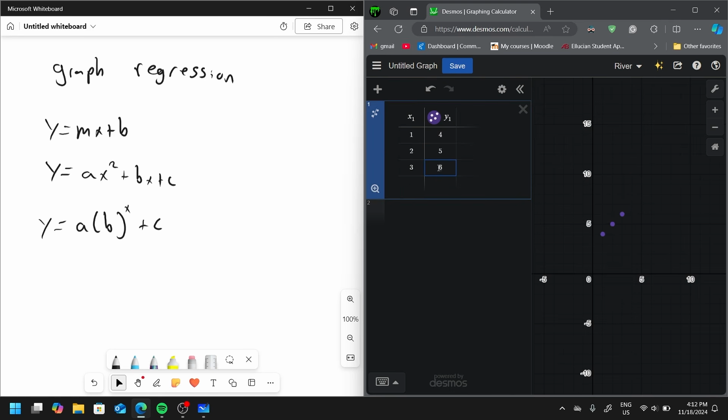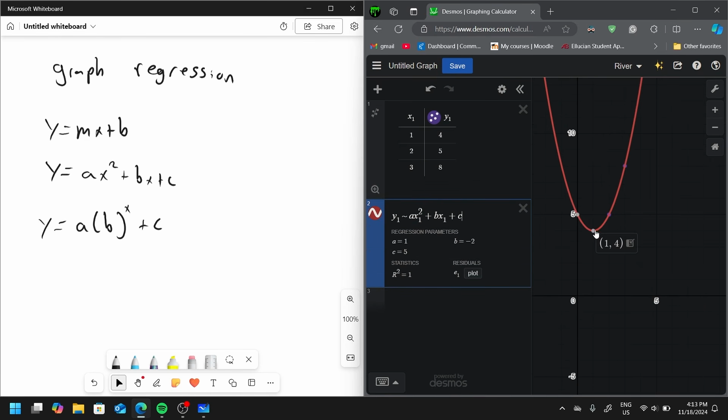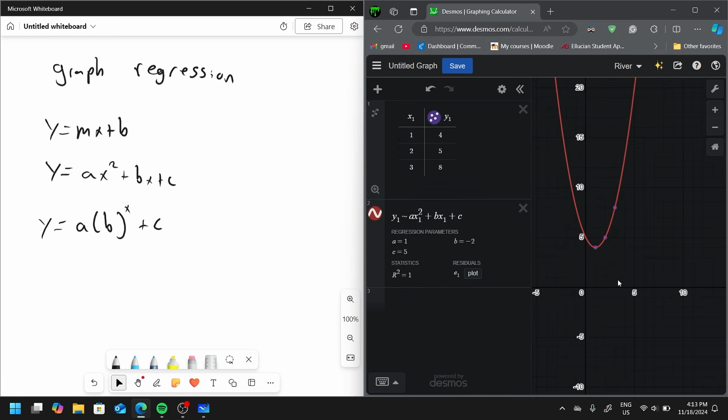So what if we were to change this to something like 8? At this point, maybe there is actually a better quadratic representation of this. So a x1 squared plus b x1 plus c. And now you can see that r squared is 1, which means this graph perfectly fits these points. So this concept can be used for a lot of problems, which I'll go into in future videos.